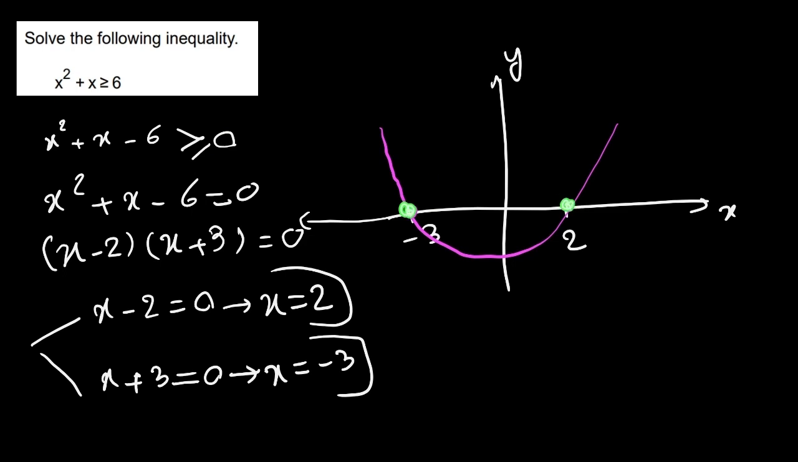Here and here. Because when x is negative 3, the parabola is 0. The equation is 0. When x is 2, f of x is 0. So the answer is from negative infinity to negative 3 included, and from 2 to positive infinity. Negative 3 and positive 2 are included because the value of the function for these 2 points is 0 and they are the intersection of the function with the x-axis.